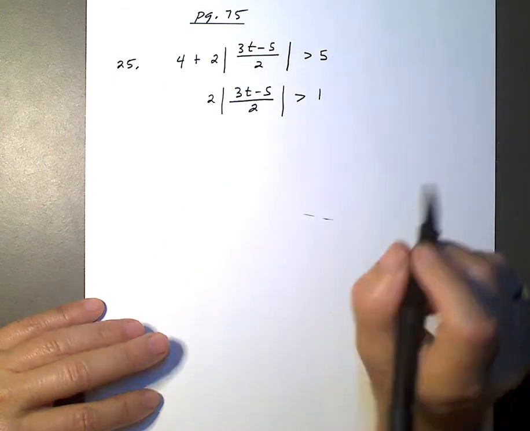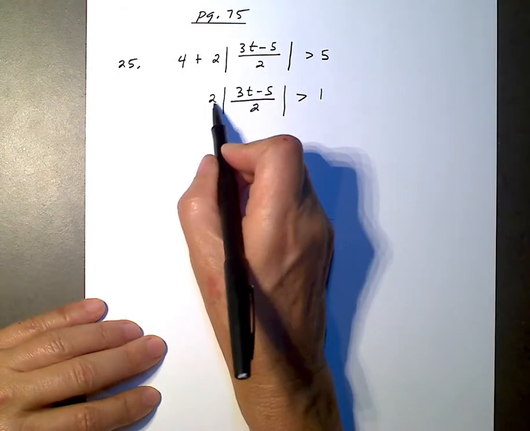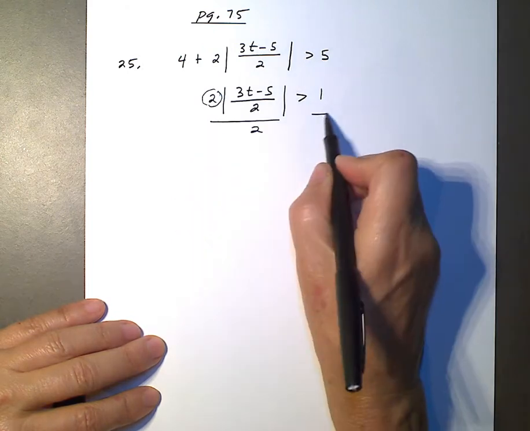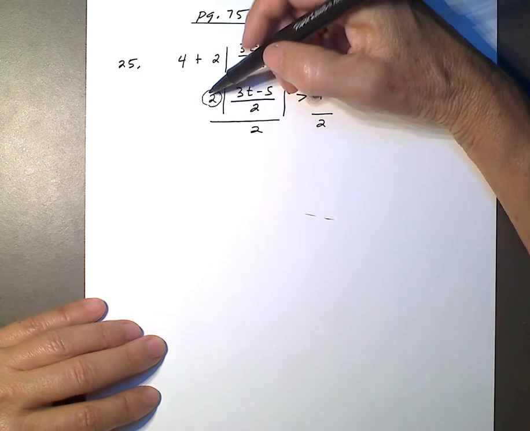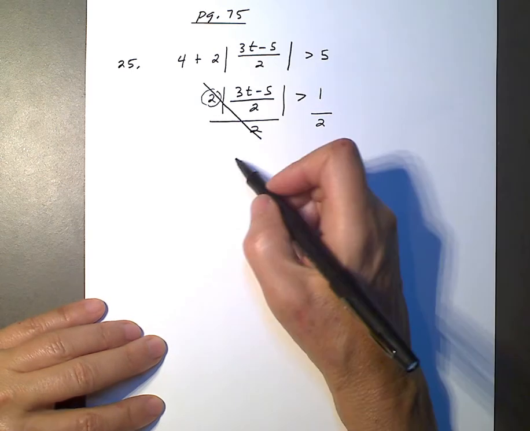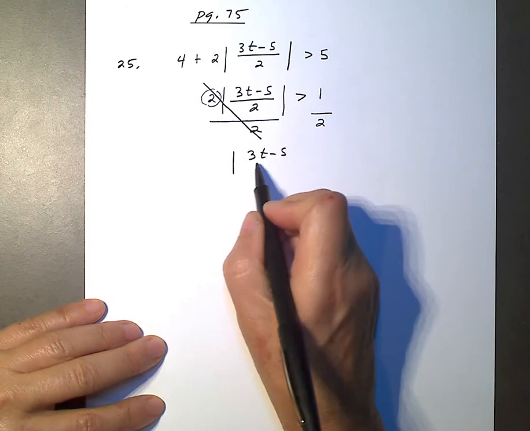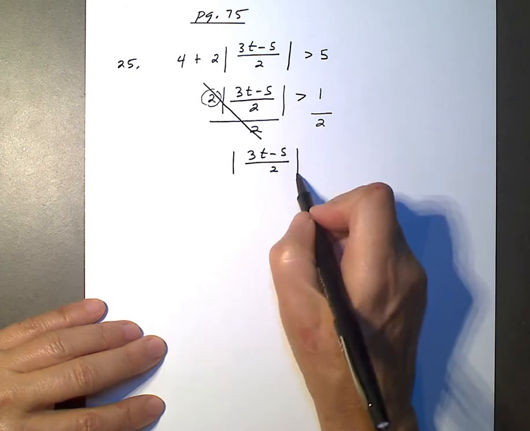Now I'm going to divide both sides by this 2 out here. So I'll draw a 2, and I'll divide by 2. And this will cancel. So I've now isolated the absolute value of 3t minus 5 over 2. That expression is greater than 1/2.